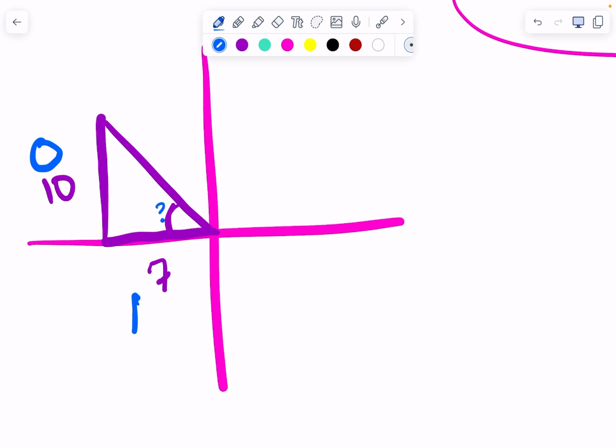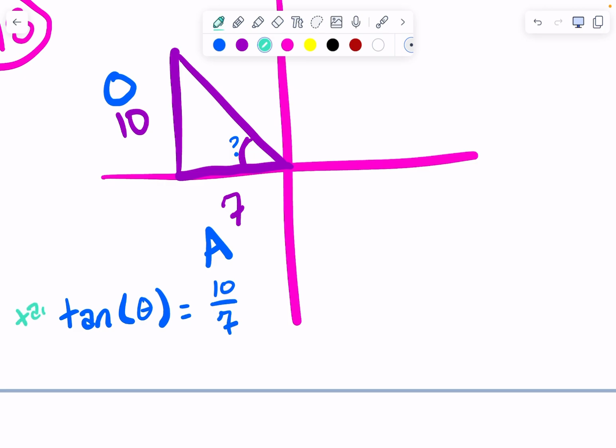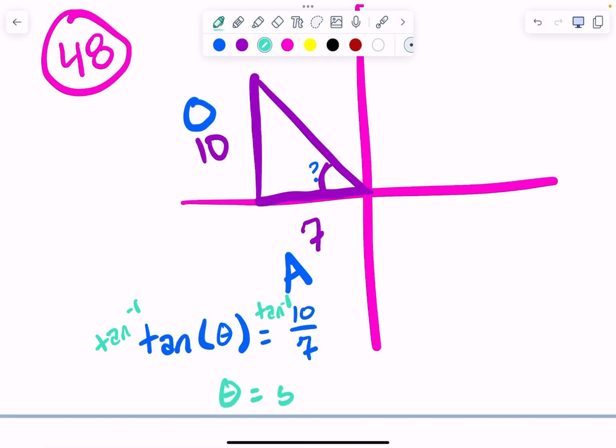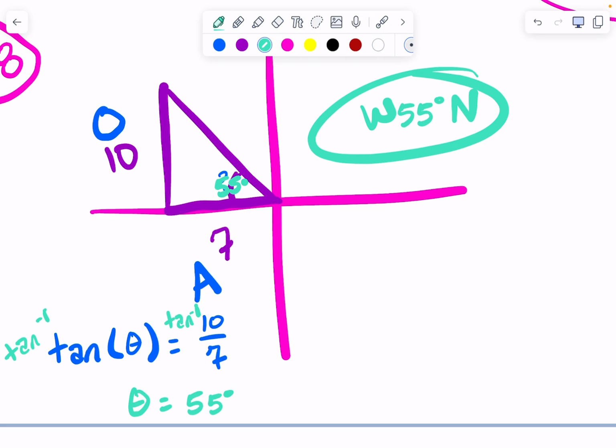Tangent, opposite over adjacent, right? So tangent of what? 10 over 7. Tangent of angle theta equals 10 over 7. But then I'm going to do inverse tangent, right? Inverse tangent of 10 over 7 is how much? I got 55. 55 degrees. So this is 55 degrees, but what of what? 55 degrees north of the west direction. So west 55 north. Okay?